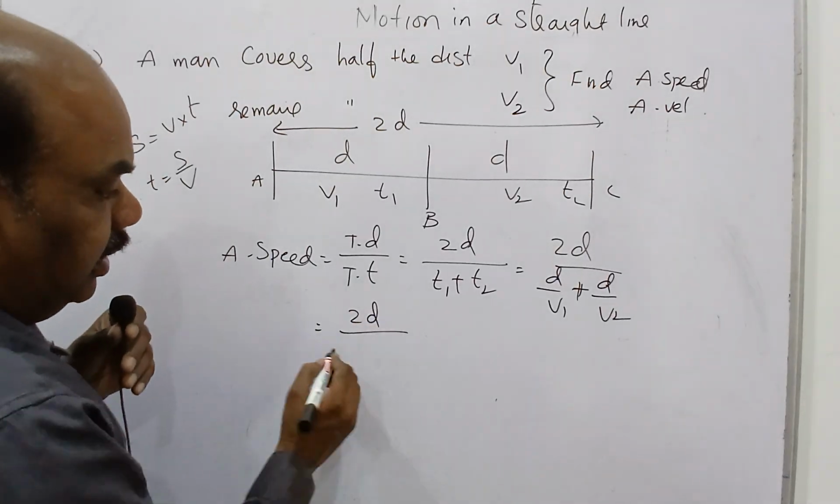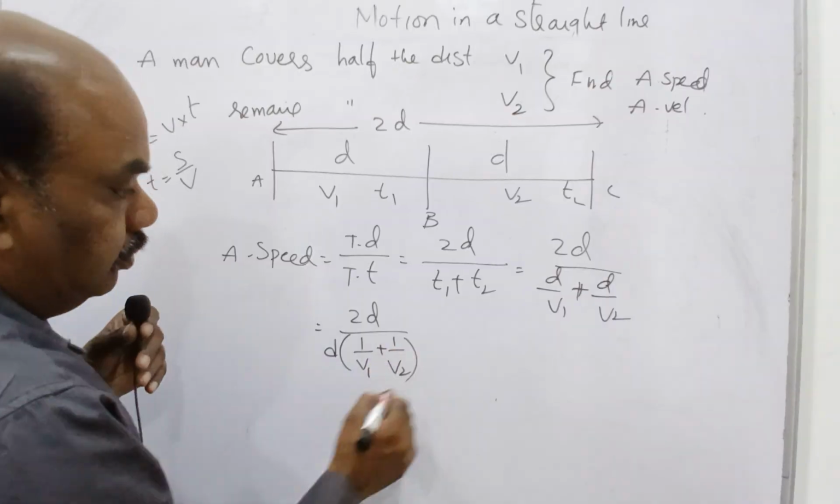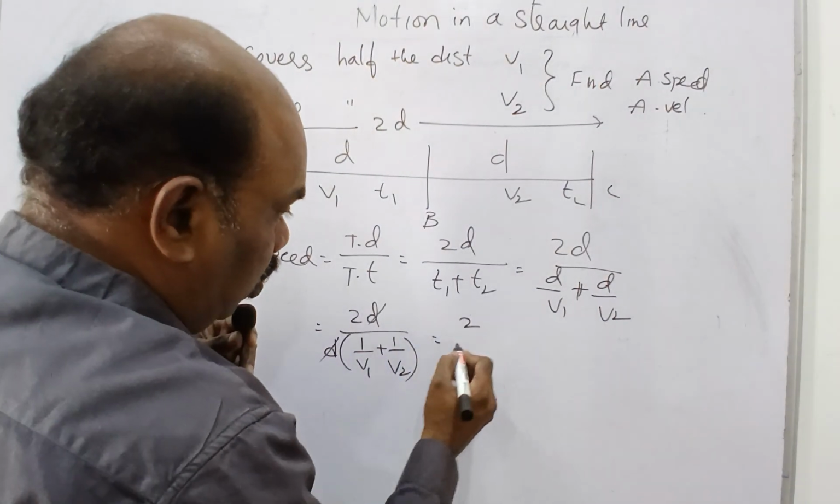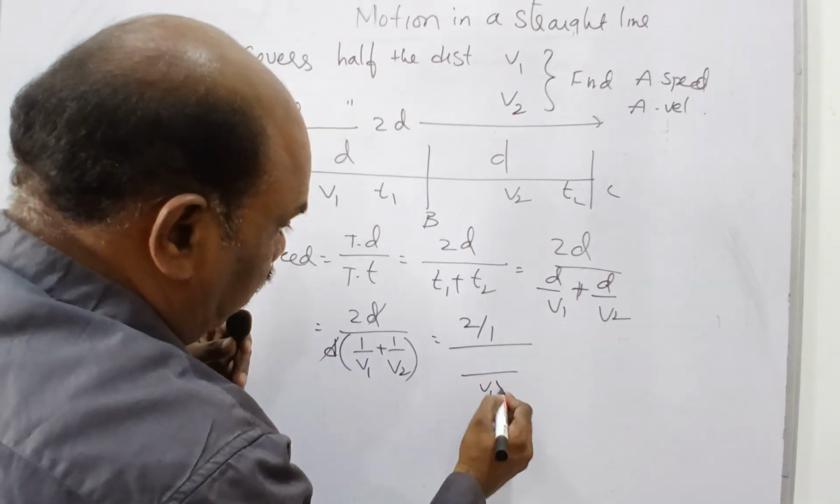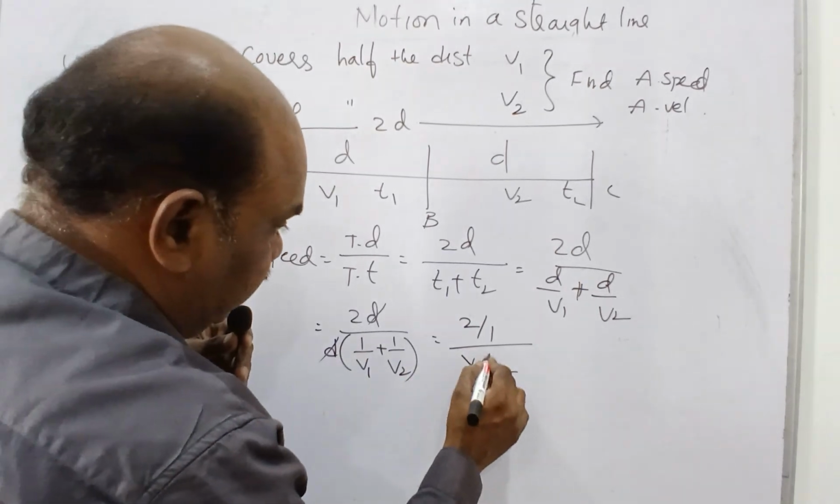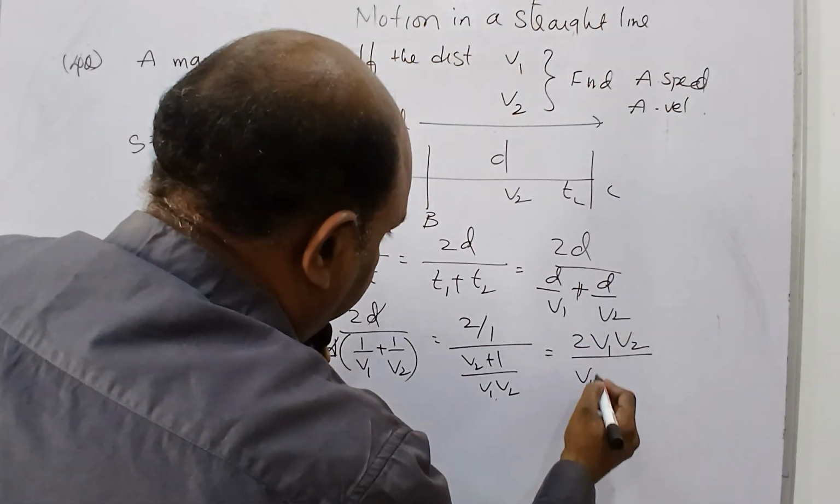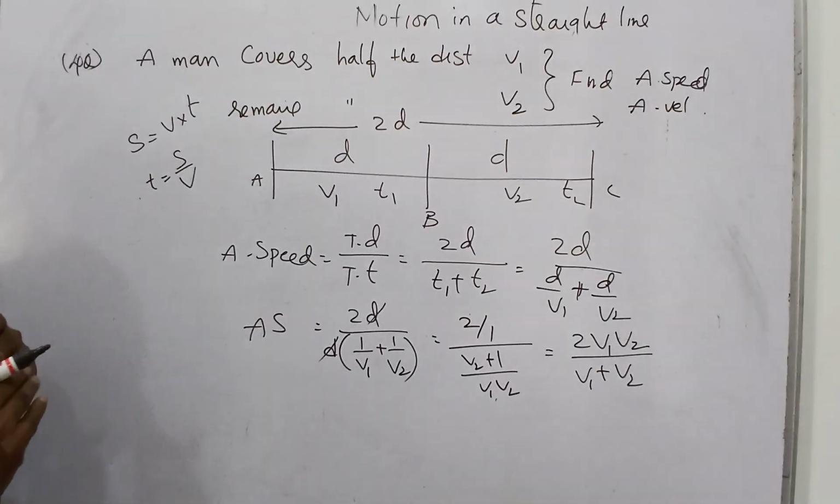2d by d take common, 1 by v1 plus 1 by v2. Numerator d, denominator d cancel. 2 means 2 by 1. This is LCM v1 v2. Numerator you will get v2 plus v1. So it comes to 2 v1 v2 by v1 plus v2. This is the average speed of the vehicle.